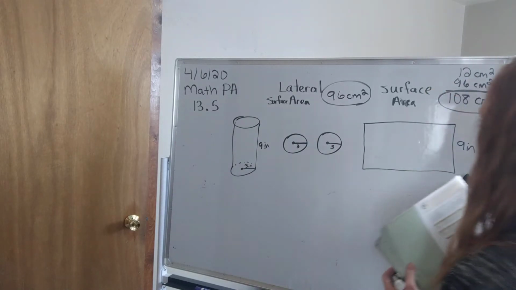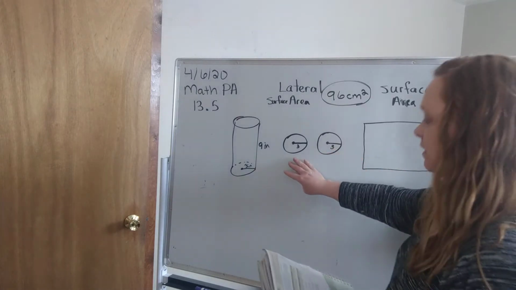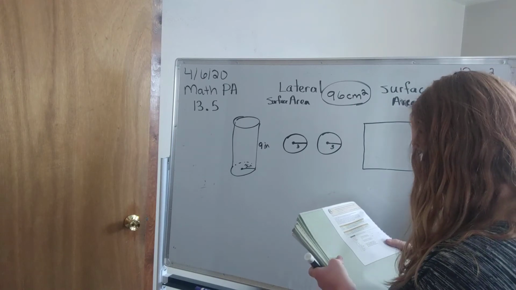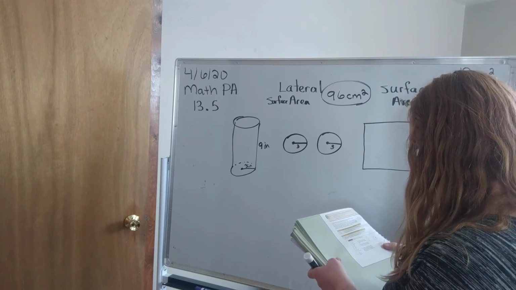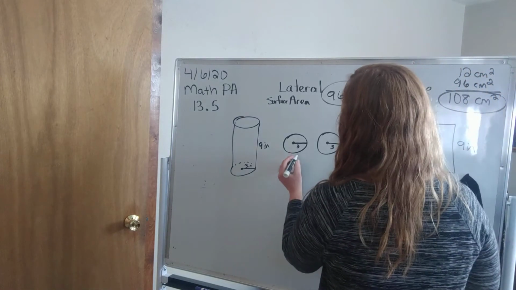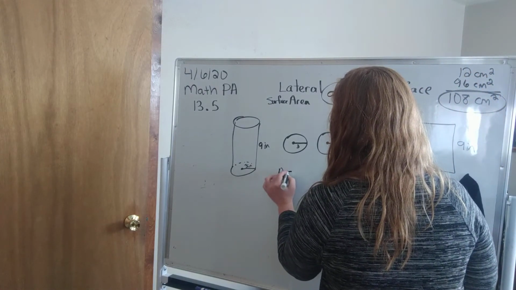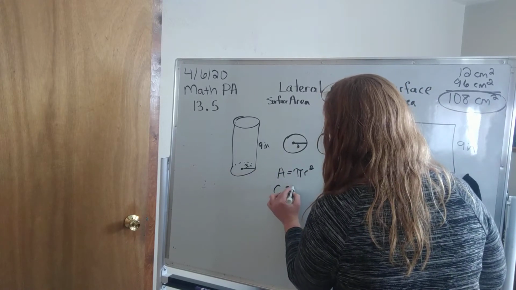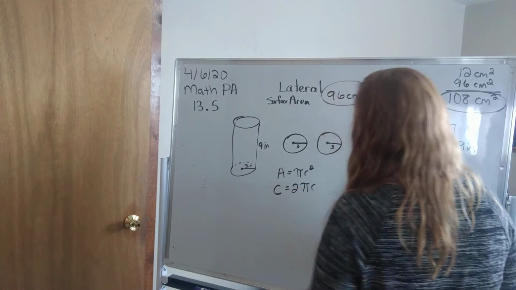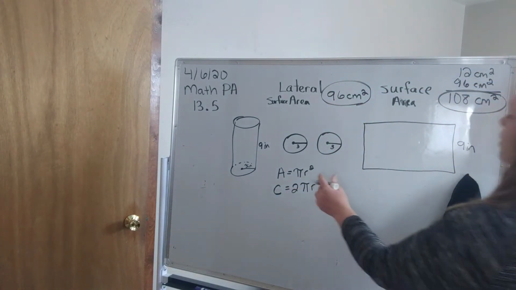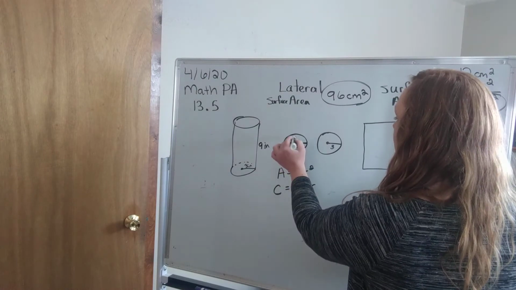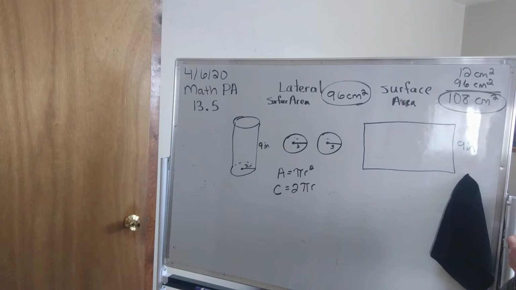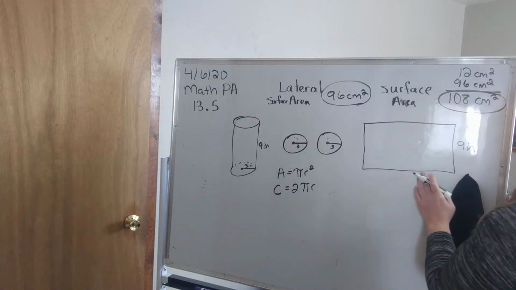Now, I want you to see something. I have what I need to find the area of a circle, right? Because the area of a circle is pi r squared. I don't want to get that mixed up with circumference. So the area of a circle is pi r squared. If you remember, the circumference is 2 pi r. They're very similar, so we'll make sure that we keep those. So I have what I need to find the area of these two circles, but I do not have the information that I need here.